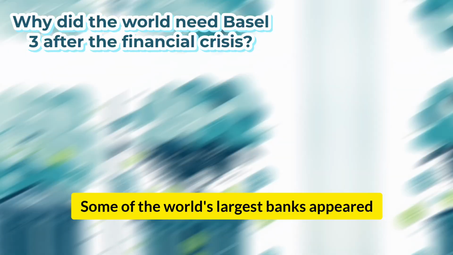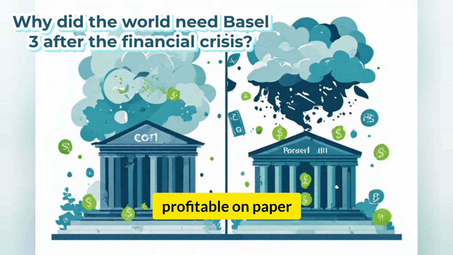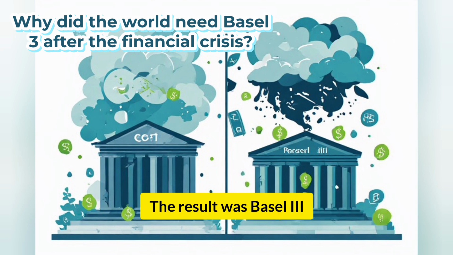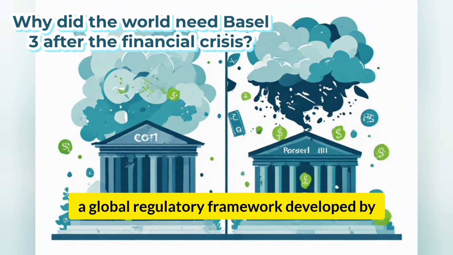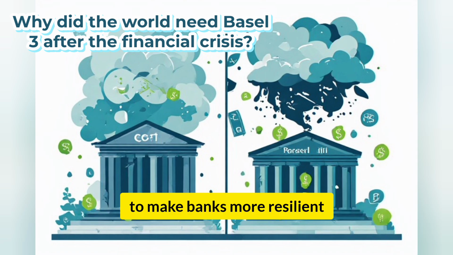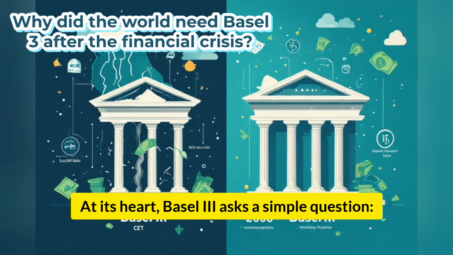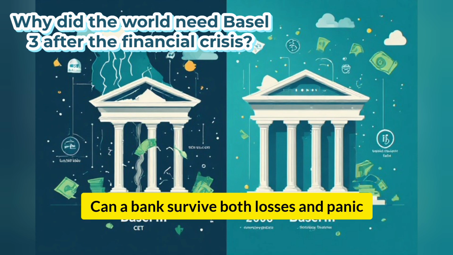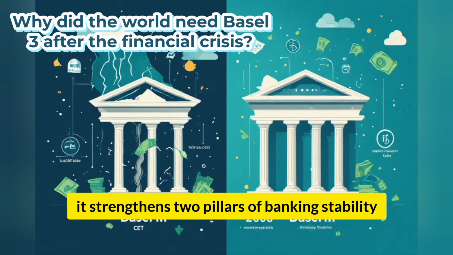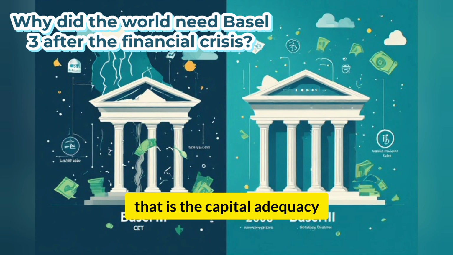Some of the world's largest banks appeared profitable on paper but lacked sufficient capital and liquidity to survive shocks. The result was Basel III, a global regulatory framework developed by the Basel Committee on Banking Supervision to make banks more resilient. At its heart, Basel III asks a simple question: can a bank survive both losses and panic? To answer this, it strengthens two pillars of banking stability, that is, capital adequacy and liquidity management.